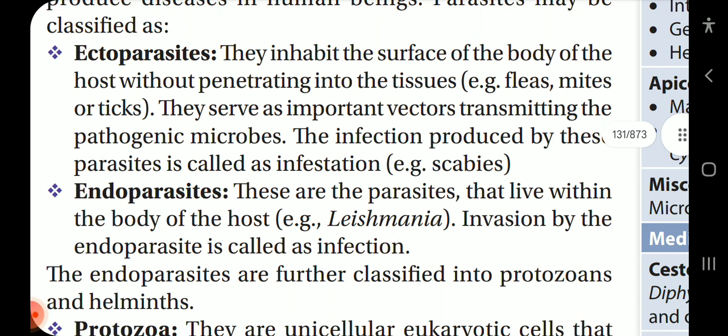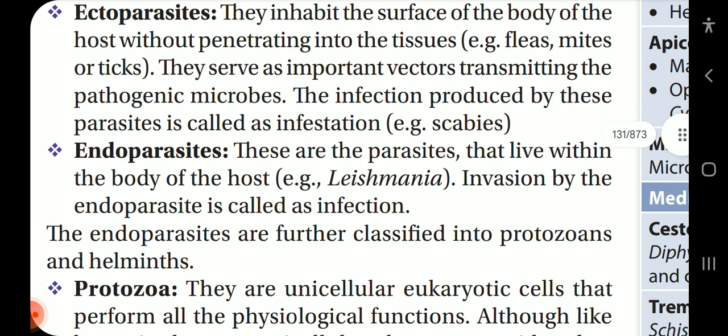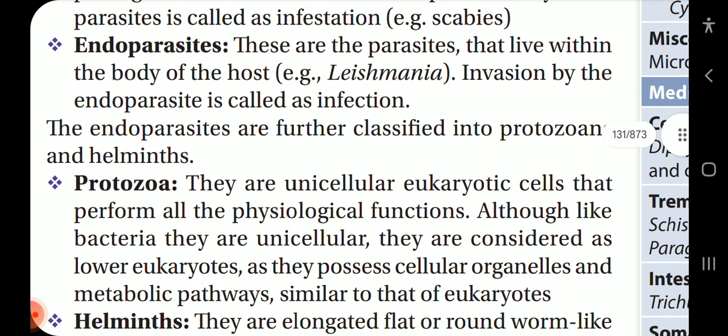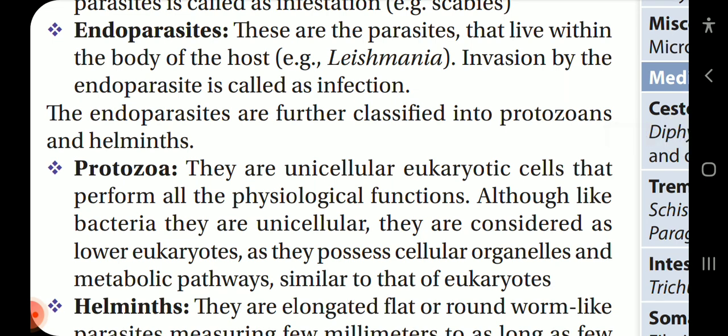Parasites may be classified as ectoparasites. They inhabit the surface of the body of the host without penetrating into the tissues. Example: fleas, mites, or ticks. They serve as important vectors transmitting pathogenic microbes. The infection produced by these parasites is called infestation. Example: scabies. Endoparasites are the parasites that live within the body of the host. Example: Leishmania. Invasion by the endoparasite is called infection.